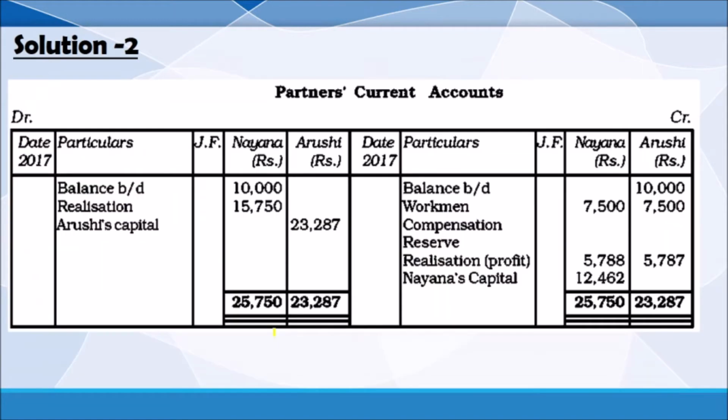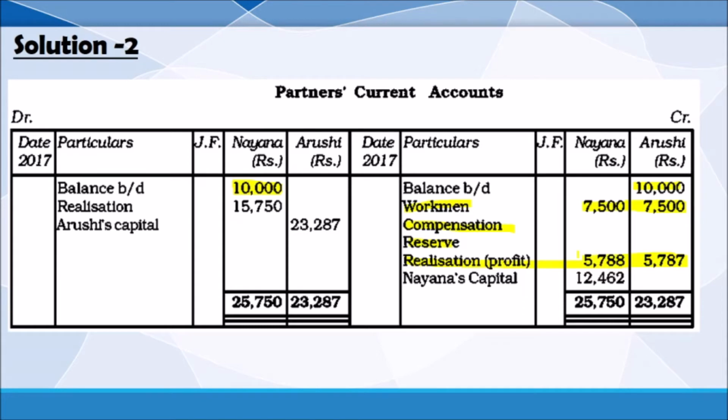And what is next? We have to prepare the capital account. So balance brought down of Arishi's credit balance, normal balance, but the Naina have negative balance. That is noted in the balance sheet, isn't it? And also we are transferring the workman compensation reserve. Workman compensation reserve sharing equally. The 15,000 shared equally. Realization profit transferred.